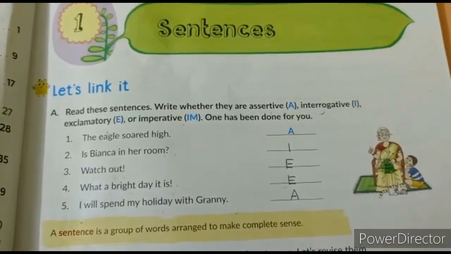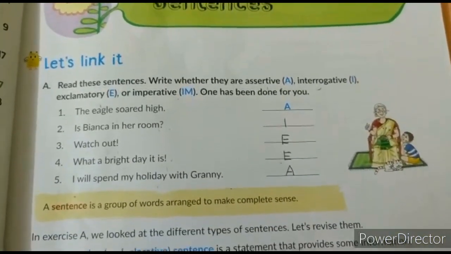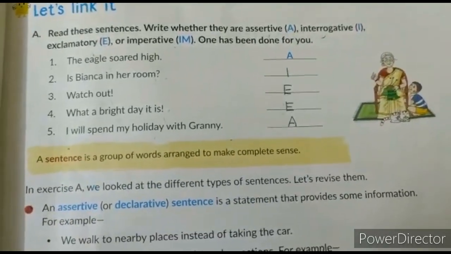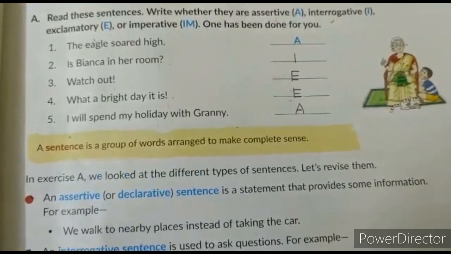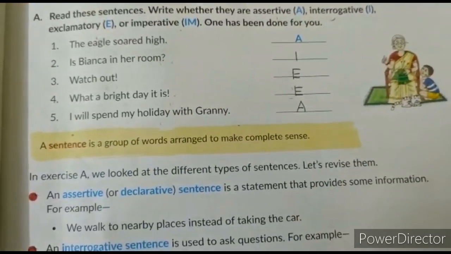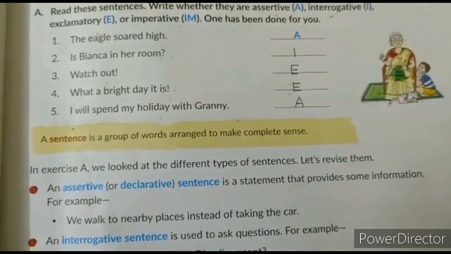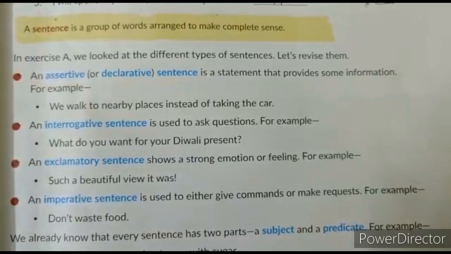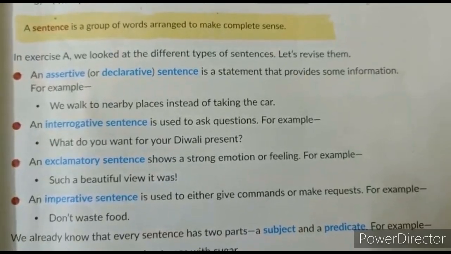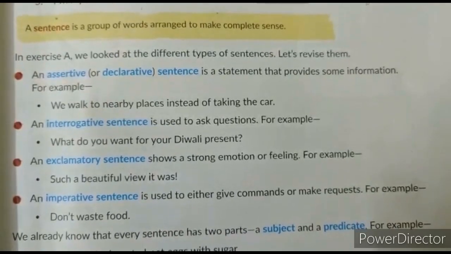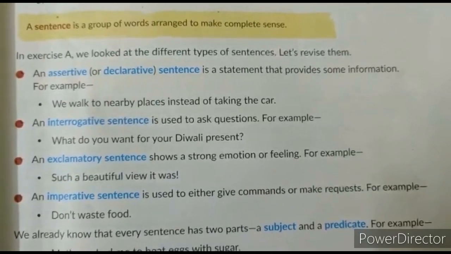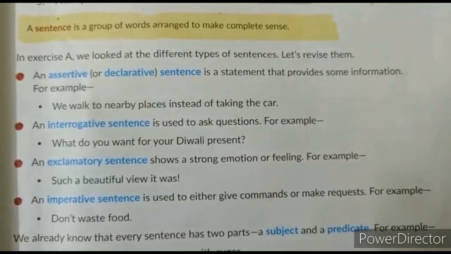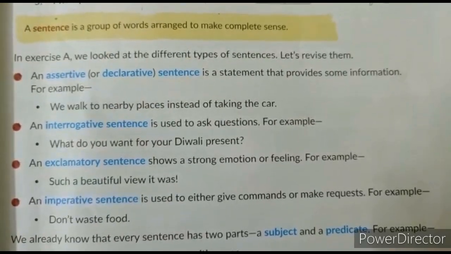Students, I explained you lesson 1. Now let us do some exercises. But first of all, in this lesson I explained you phrase, then sentence. A sentence is a group of words arranged to make complete sense. Then I explained you types of sentences. An assertive sentence is a statement that provides some information. An interrogative sentence is used to ask a question. An exclamatory sentence shows strong emotions or feelings. An imperative sentence is a command or request.